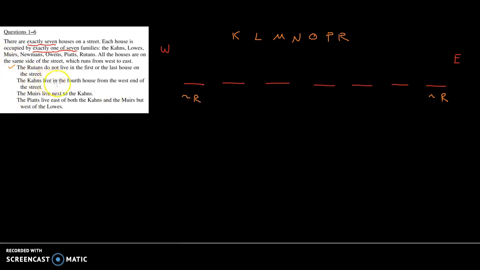Check. Second rule, the K's live in the 4th house from the west end of the street. So that tells us exactly where K is. K has to be here. So that means in our list, we can scribble out K because we've placed it. It has to go there.